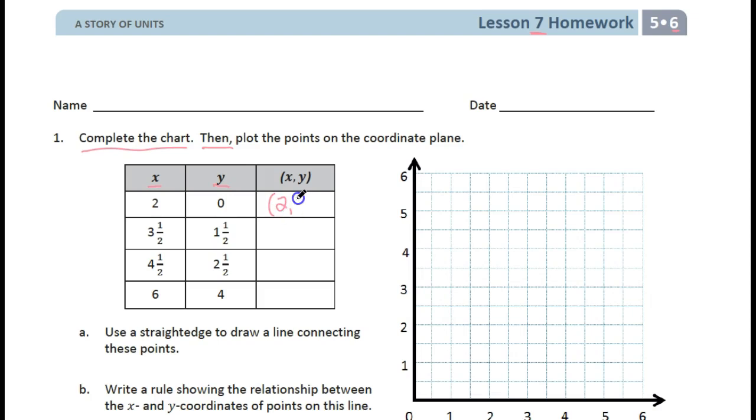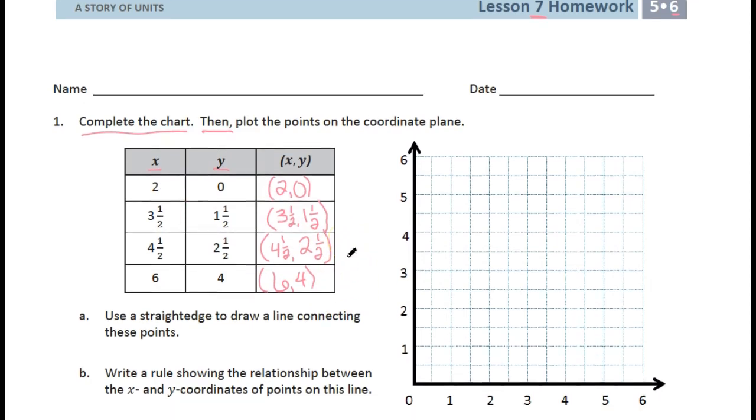(2, 0). I think the reason why they're doing this is just to get you into the habit of going parenthesis, 3.5, comma, 1.5, parenthesis. Do it again, (4, 2). So they're just kind of giving you the answer. You just put it into a different format. That's all. (2.5, 0.5). Begin, parenthesis, (6, 4). Pretty easy. Now let's chart them out.